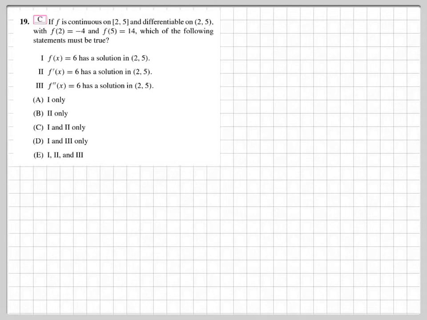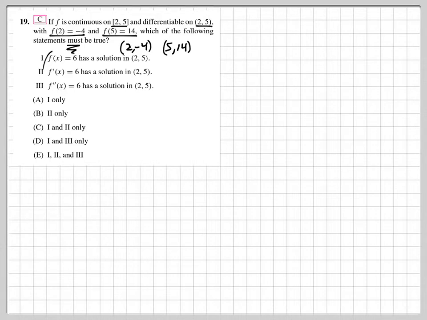Number 19. If f is continuous on this closed interval from 2 to 5 and differentiable on this open interval from 2 to 5 with these points, so that's (2, -4) and the other point is (5, 14). Which of the following statements must be true? And that's important. Must be true.